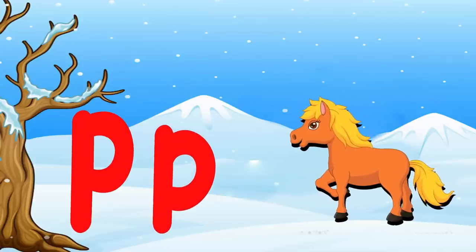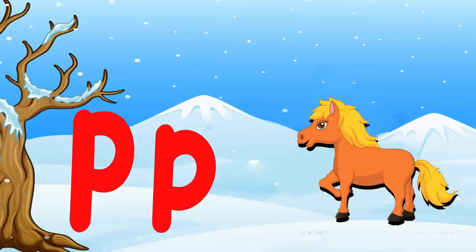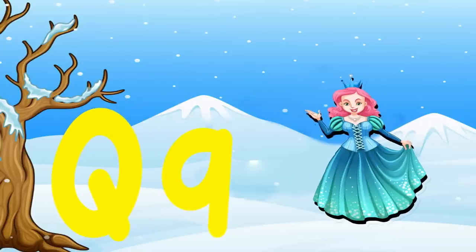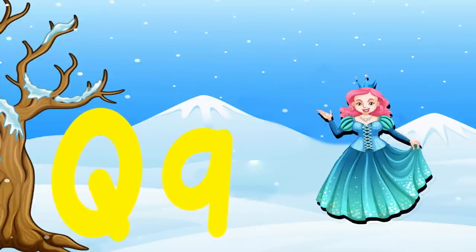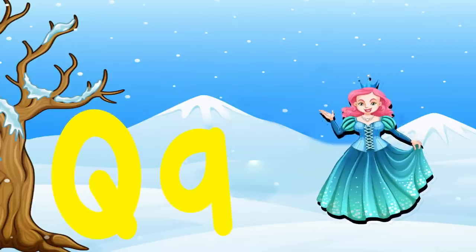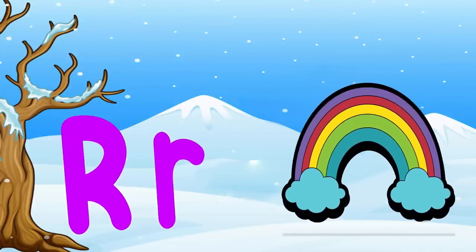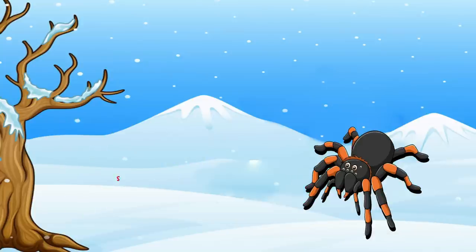P is for pony, p, pony. Q is for queen, k, k, queen, Q, queen. R is for rainbow, r, r, rainbow, R, rainbow.